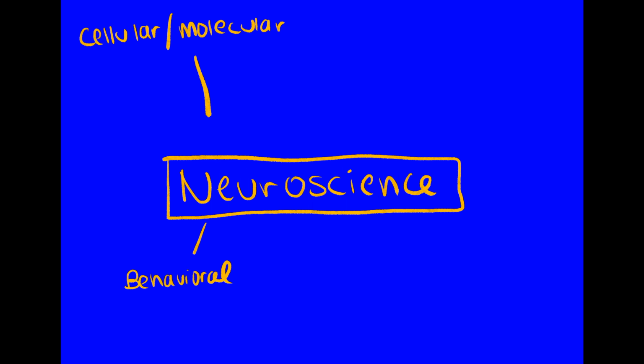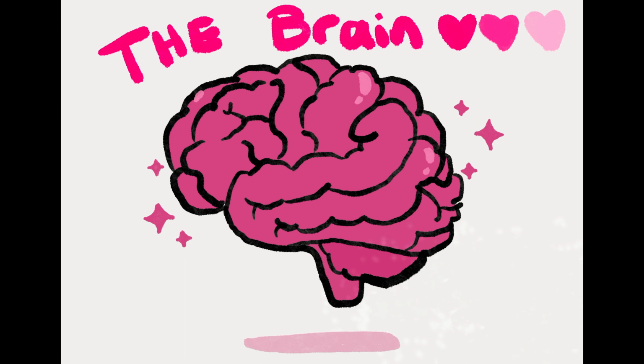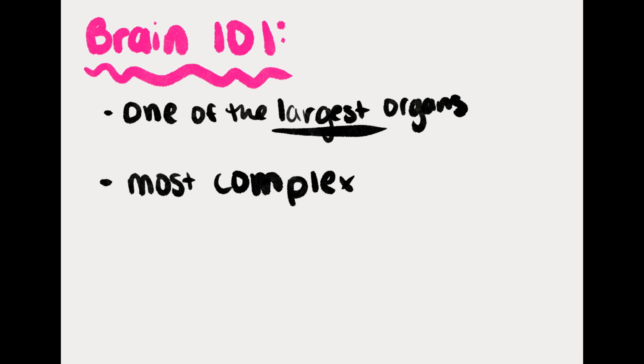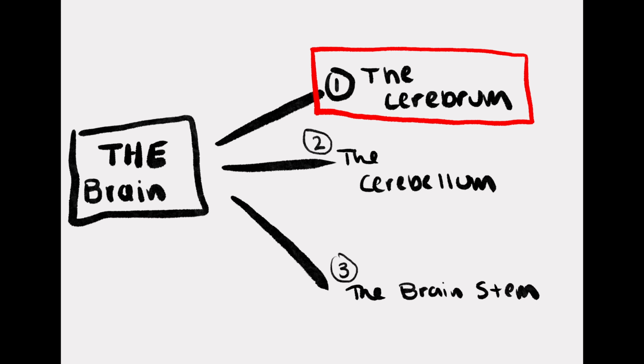It is a broad field with many concentrations such as cellular and molecular neuroscience, behavioral neuroscience, computational neuroscience, translational and clinical neuroscience, and sensory system neuroscience, to name a few. Let's turn to the main character of our story, the brain. The brain is one of the largest organs in our body and is also the most complex. The brain can be divided into three main divisions, the cerebrum, the cerebellum, and the brainstem.